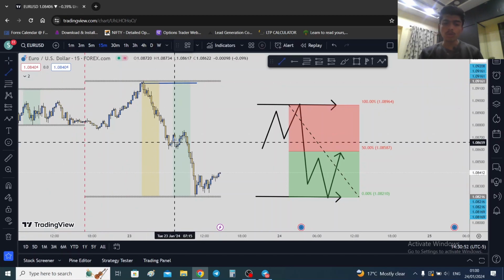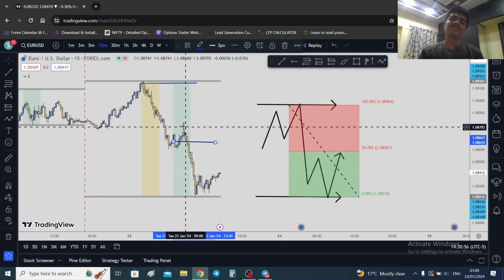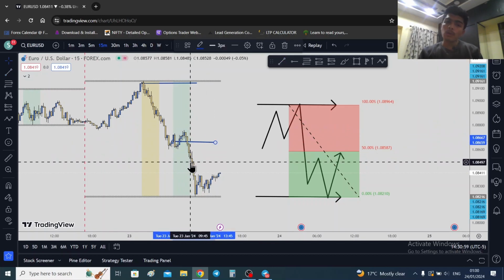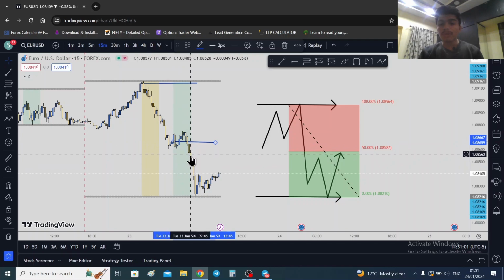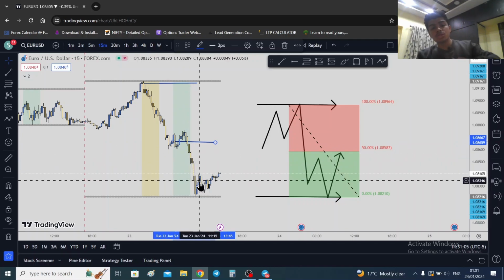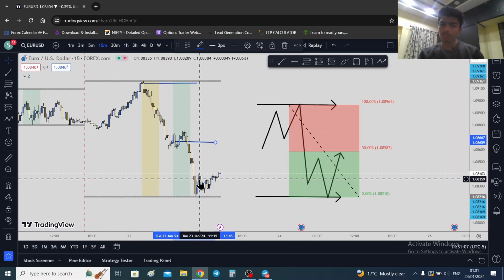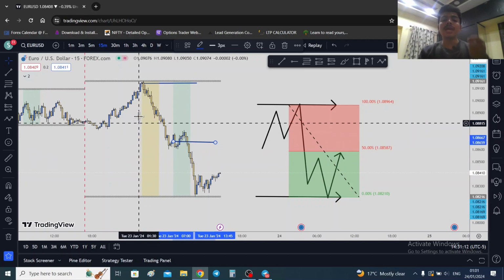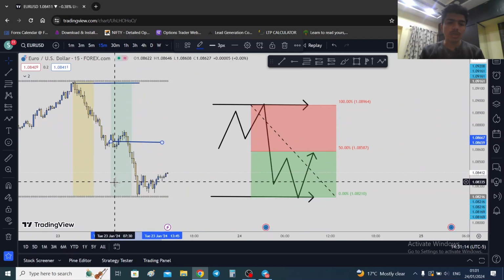Same thing goes for the New York session. If I mark the New York session opening price, we sell above the opening price and we buy below the opening price, but price is going below the opening price, and if we place our buy orders we are constantly losing money. So how do we stay away from these losses and how do we execute our trades? That is what we are going to learn.